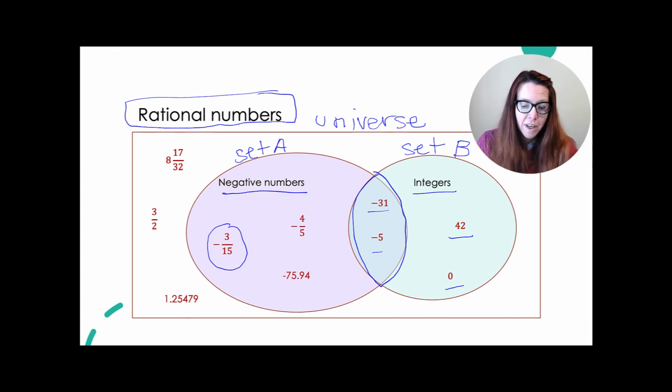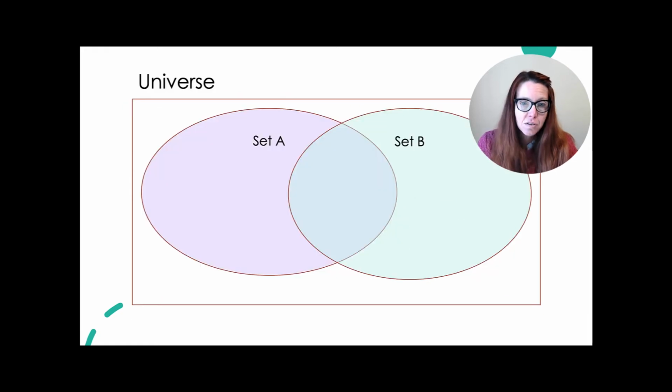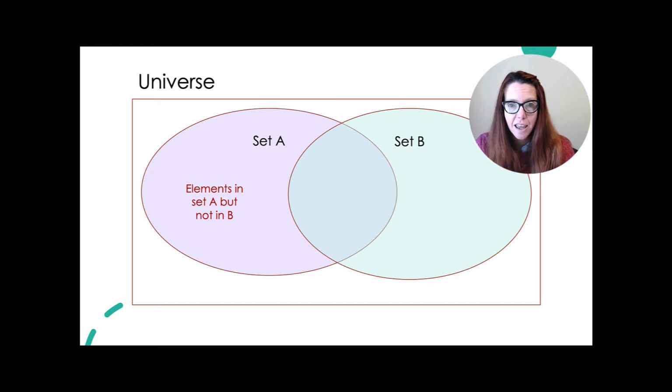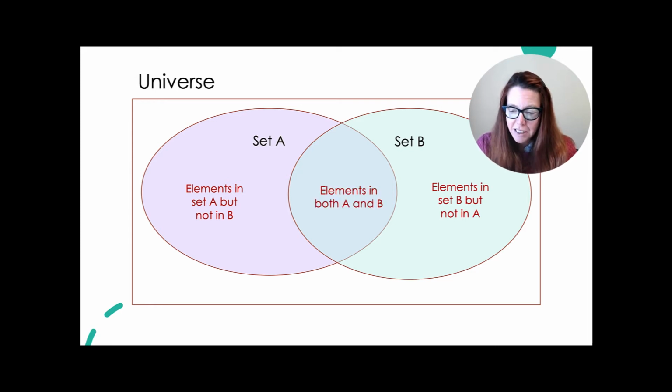And so we have means of describing this using the Venn diagram, where everything in the pink here are those elements that are in our set A but not in our set B. Everything in the pale blue are elements in set B that aren't in set A. And then we've got those pieces that overlap. So those were, in our previous example, those negative integers that can also be represented as rational numbers.